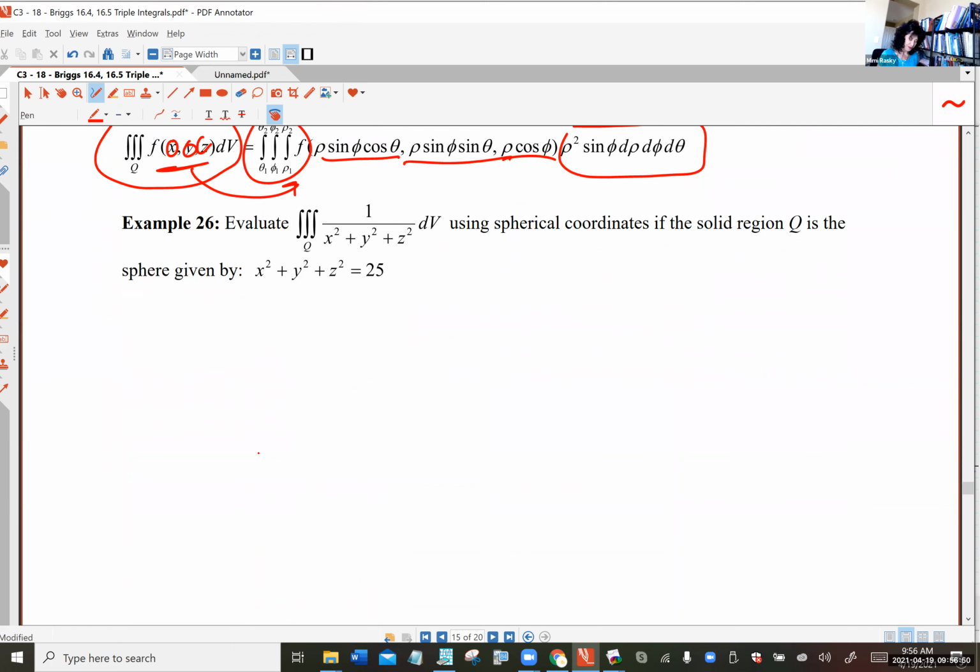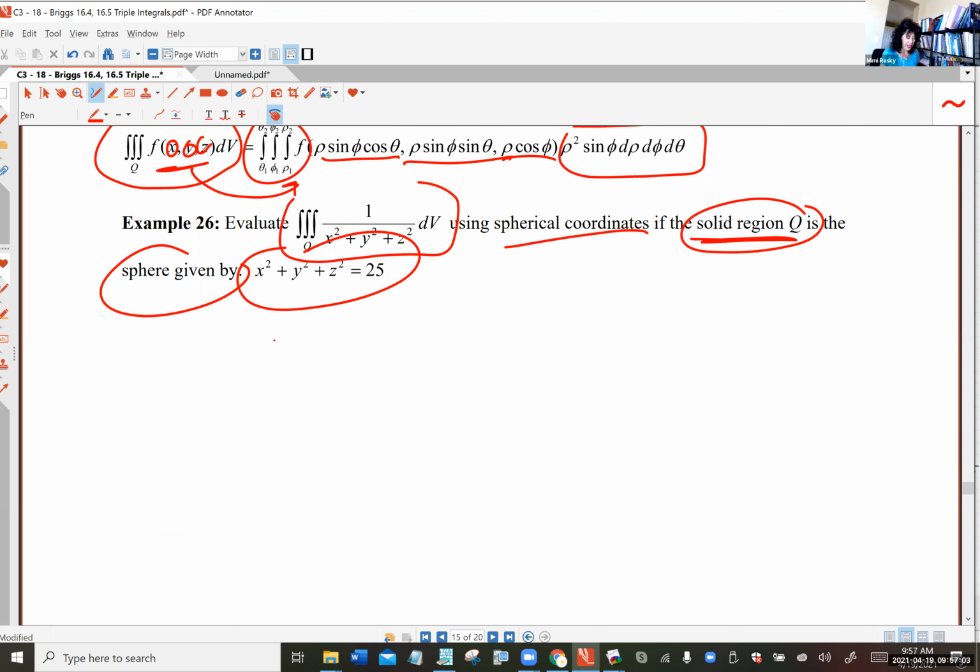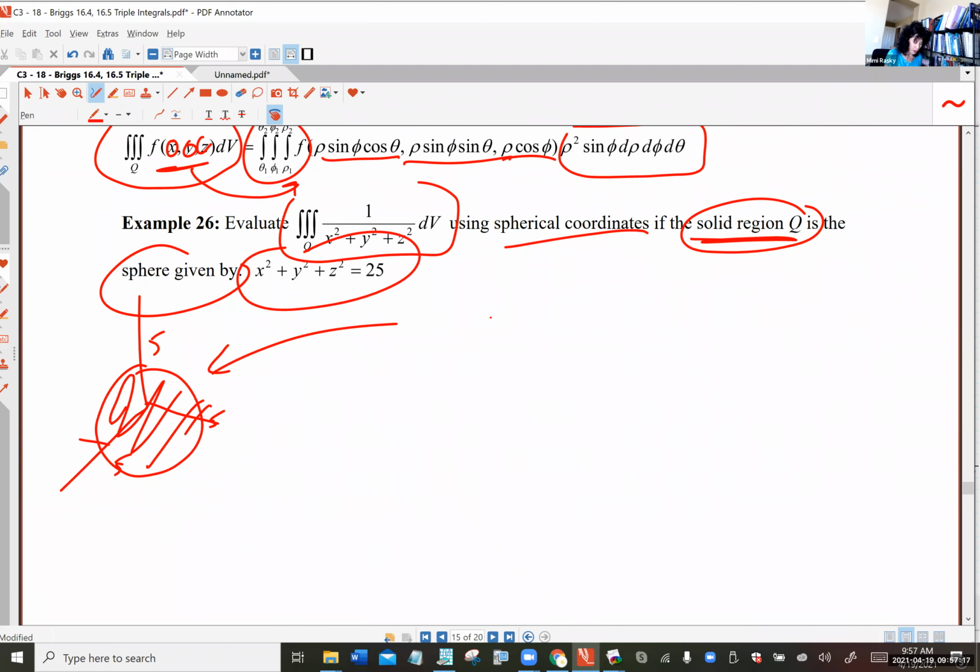So here's an integral. It's in rectangular right now. We're going to use spherical coordinates for a reason, because the region Q is the entire sphere given by x squared plus y squared plus z squared equals 25. So it's a sphere centered at the origin of radius 5. So let's do the limits right now. Rho is 0 to 5 because it blossoms out all the way from 0 to 5.